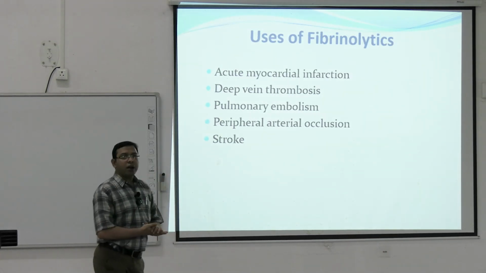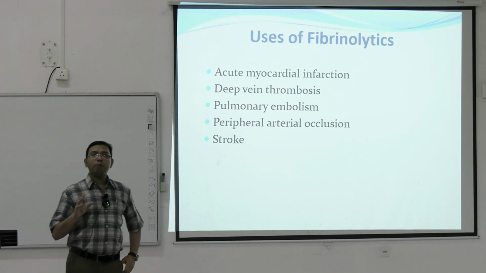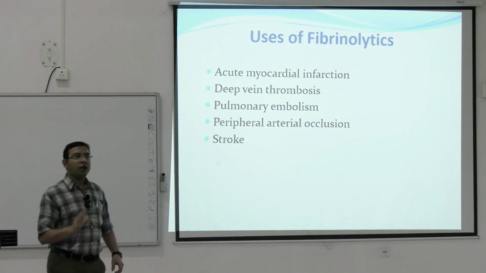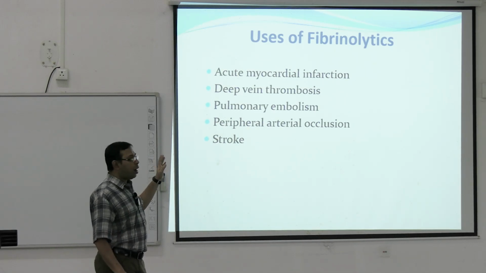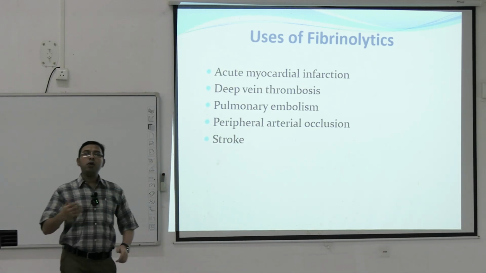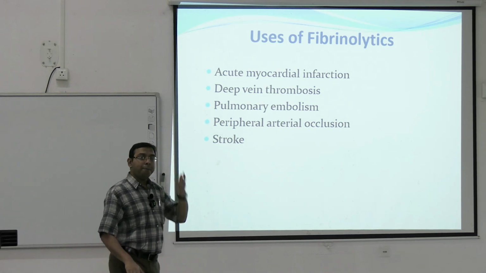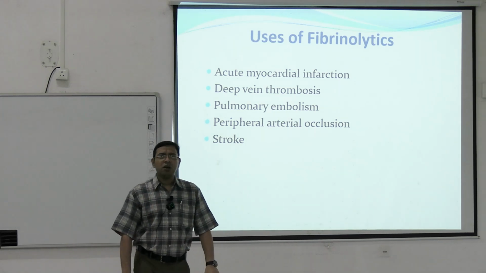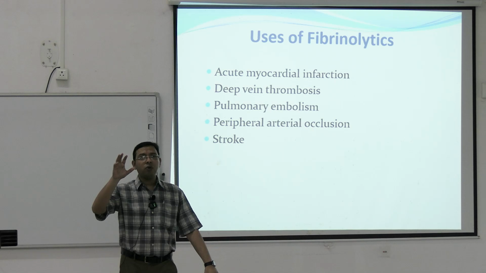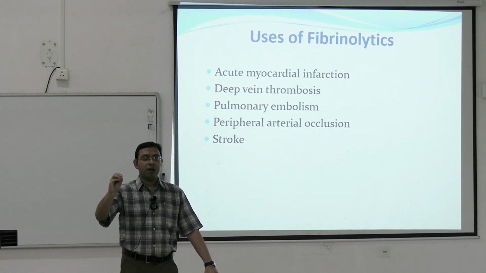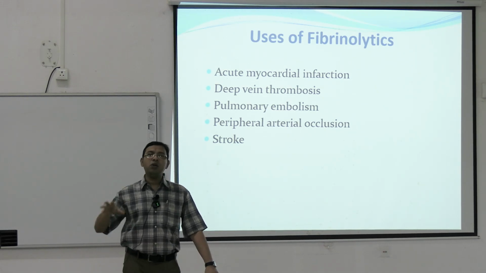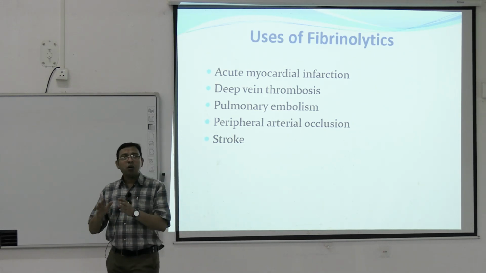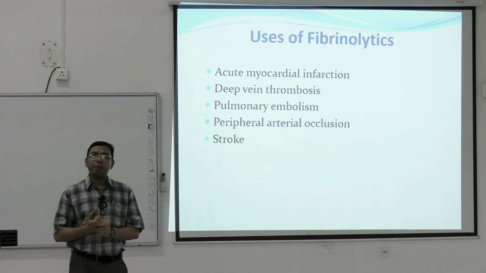Uses of the fibrinolytics: the main use is acute myocardial infarction. Apart from this, deep vein thrombosis, pulmonary embolism, peripheral arterial occlusion and stroke. You will be asked about the management of myocardial infarction, quite a common question. First you have to write the immediate bolus drugs to be given, for example statin, clopidogrel, etc. After that, you have to give the thrombolytics, or do percutaneous coronary intervention (PCI).